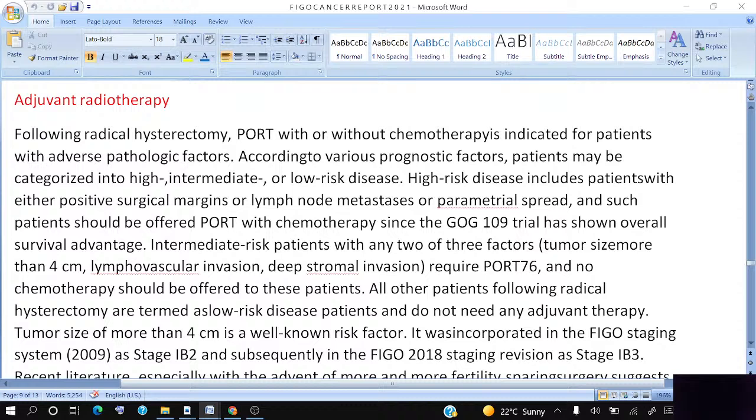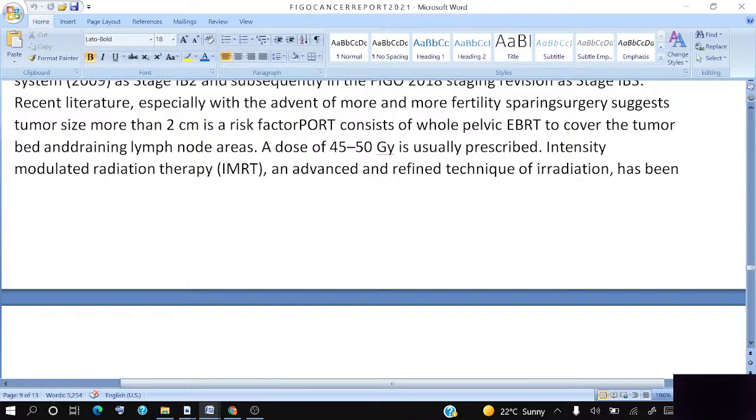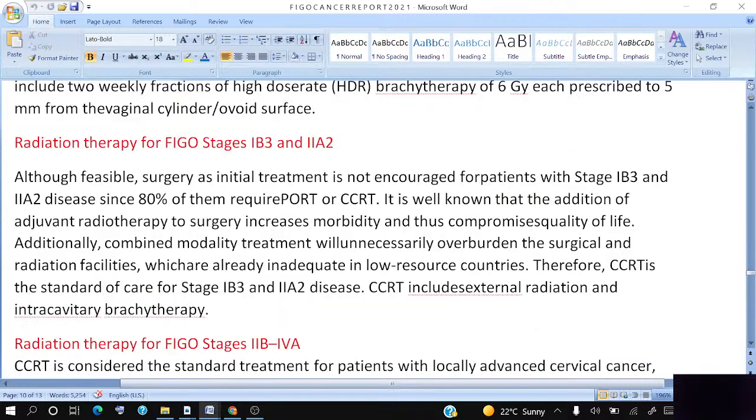And if the patient is said to be intermediate risk with 2 or 3 factors, with tumor size of 4 centimeters, lymphovascular invasion and deep stromal invasion, postoperative radiotherapy is required. So this is the difference: the adjuvant therapy is going to be given according to stage.